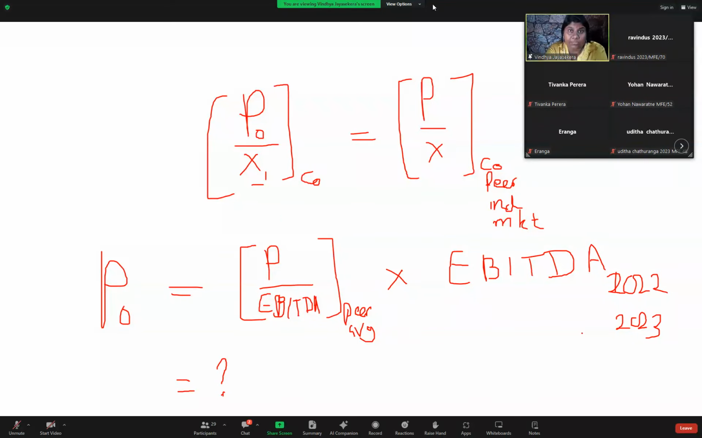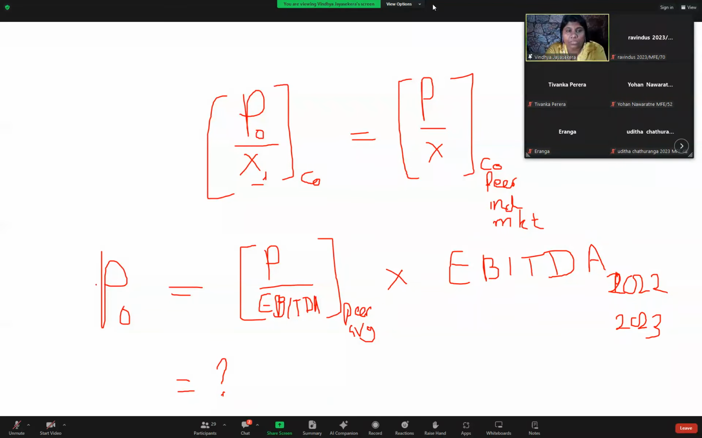But EBITDA next year. Earnings next year. Book value next year. Price to earnings next year. Price to book value next year. Always the next year's figure or the year after. Sometimes we use the year after, to come up with the valuation of the company.